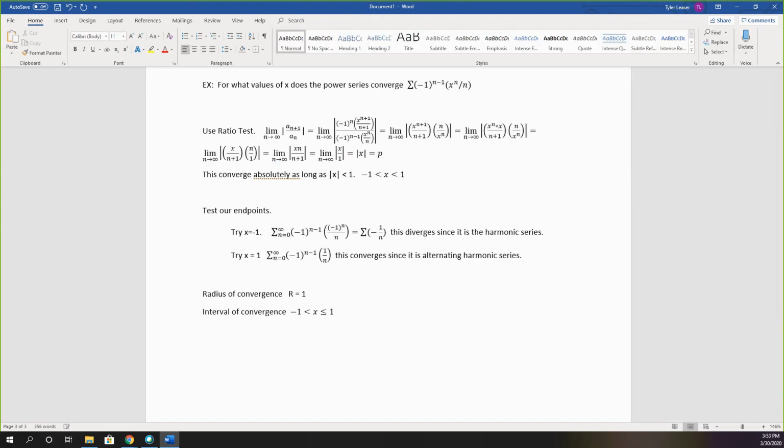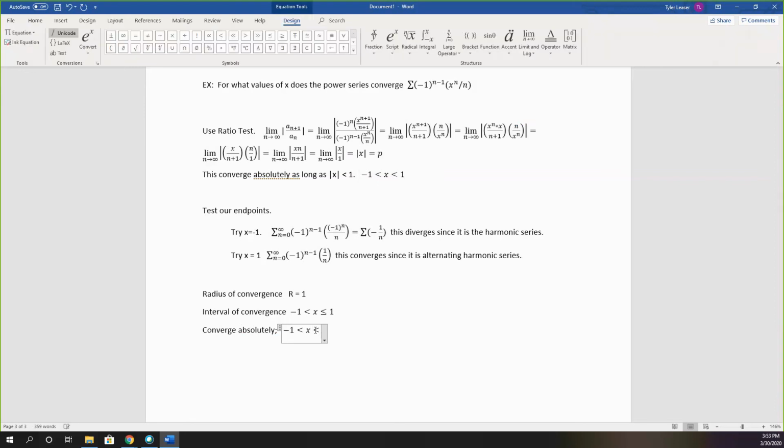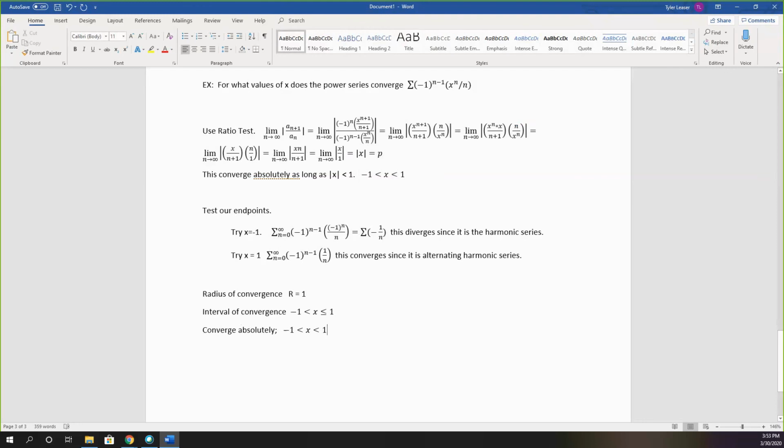Other things that the homework questions may ask you is, where does this converge absolutely? Remember that the ratio test gives us absolute convergence, but my ratio test only gave me absolute convergence on just the less than. So we have absolute convergence just for -1 less than x less than +1. It'll then ask you, where does it converge conditionally? This is going to converge conditionally only at that endpoint of 1. Remember that it converges conditionally if the alternating series converges, but not the absolute value. So that's what's going on here.